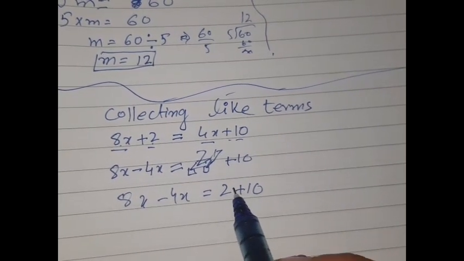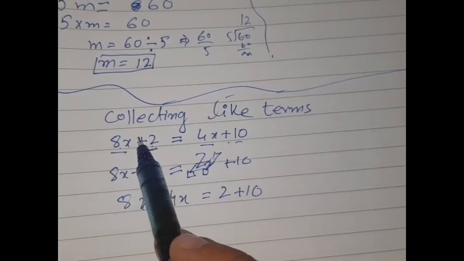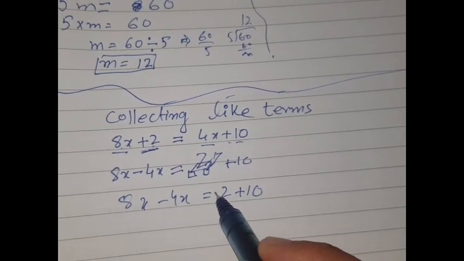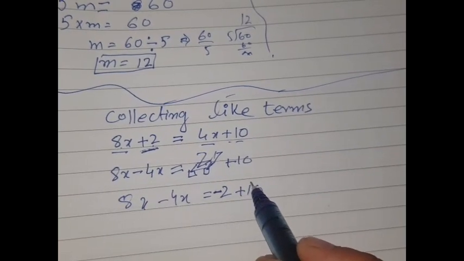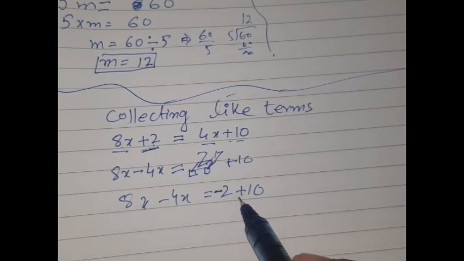Alright, so what happened is when I moved this 2 from this side to the other side, the sign of 2 was supposed to be changed into minus 2. So it must be negative 2. Please be very careful with your signs. Your whole answer will be gone if you do not pay attention to your signs here.